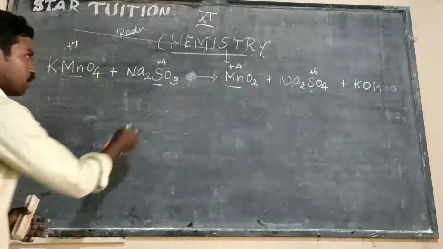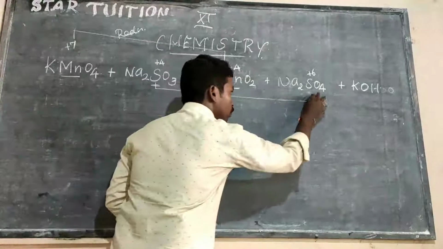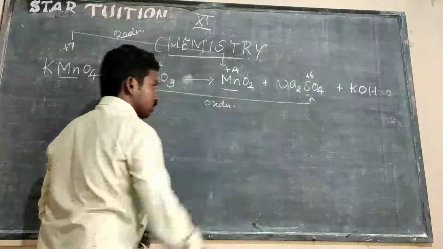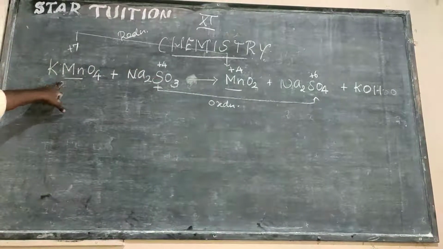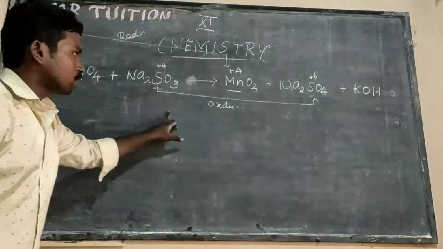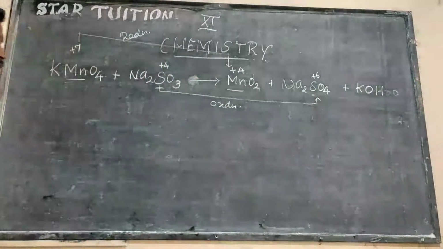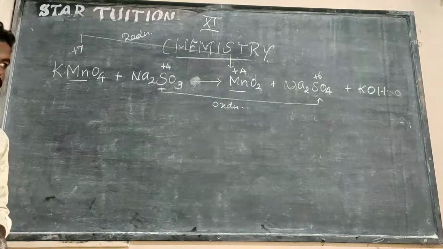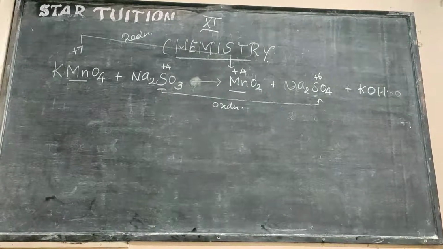The charge of sulfur is increased now from plus 4 to plus 6. Increasing of charge, so this process is oxidation. So we can say manganese is reduced whereas sulfur is oxidized. Step 1 we have completed. What is step 1? Identification of the species which gets reduced and the species which gets oxidized.